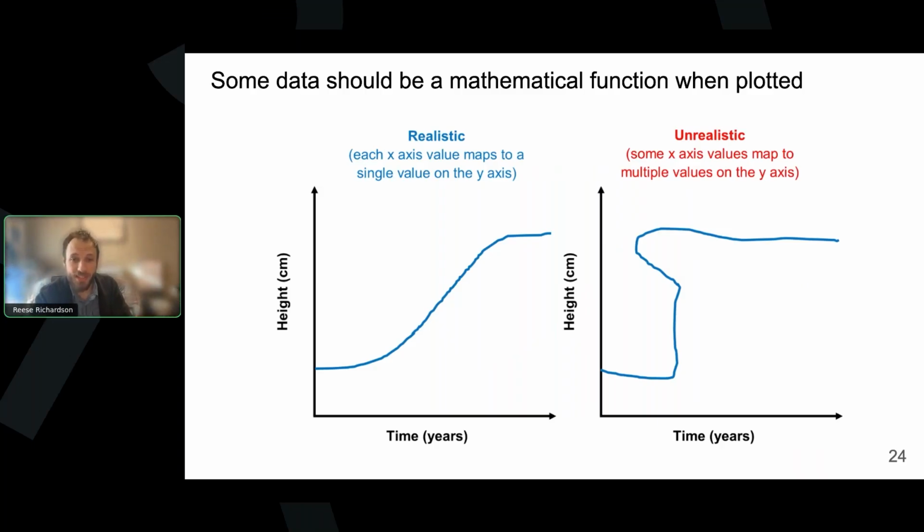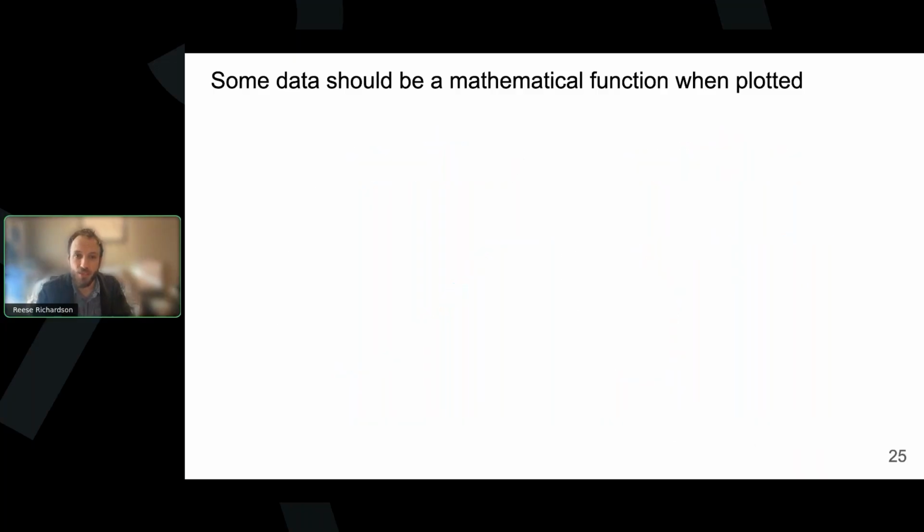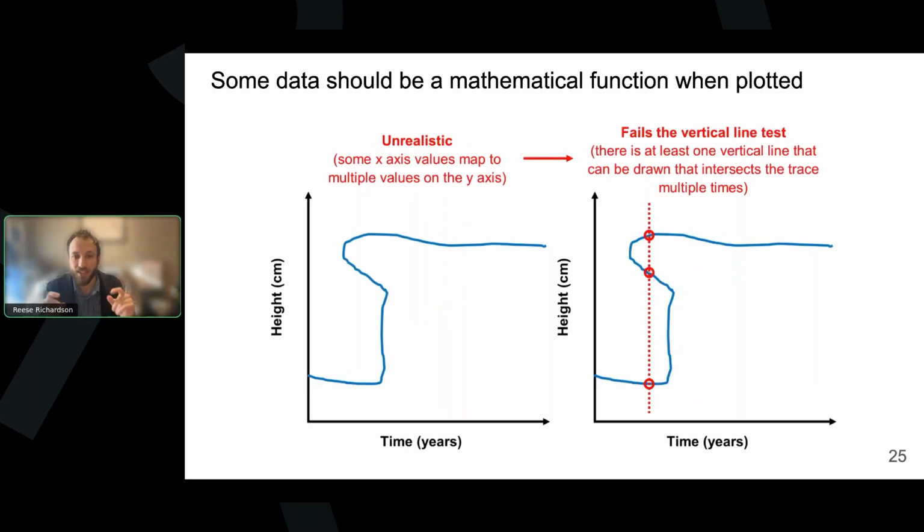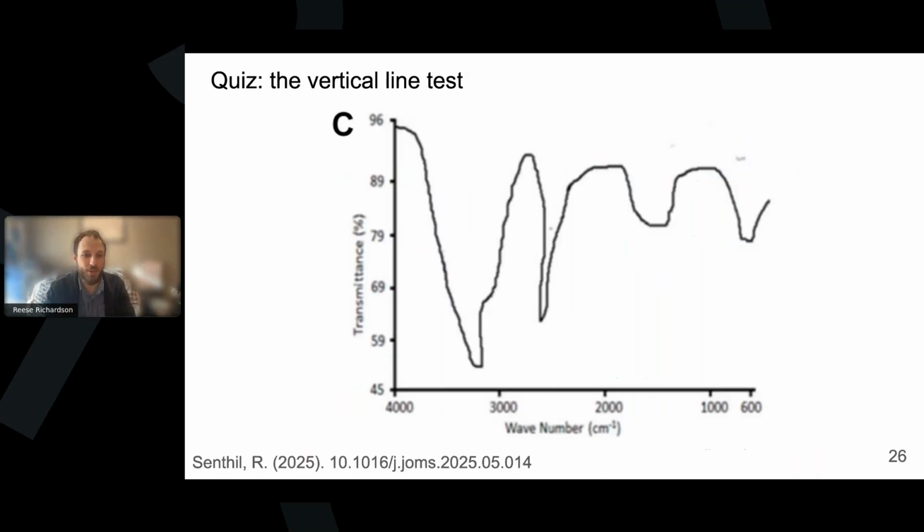And the way that we can test if this is a mathematical function is we can look and see if there is a vertical line that we can draw on the graph that intersects this trace multiple times. And if there is, it might not make a lot of sense. So if you're a chemist, you're probably very familiar with FTIR, and that's what we're looking at here. This is an actual published FTIR spectrum, except you can see that it does not pass the vertical line test.